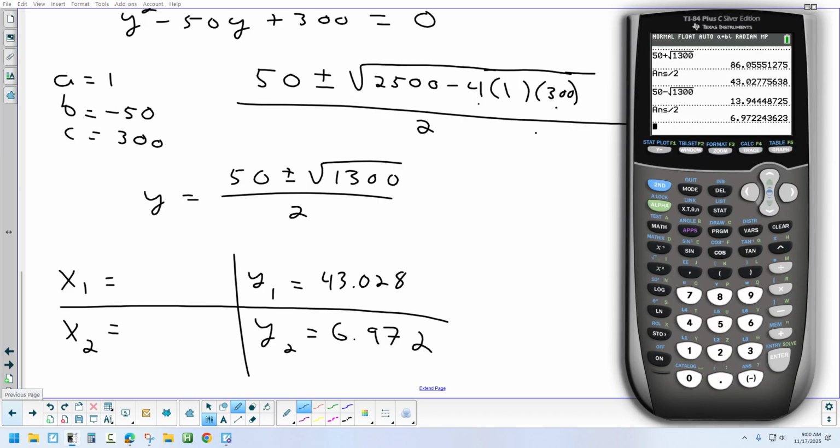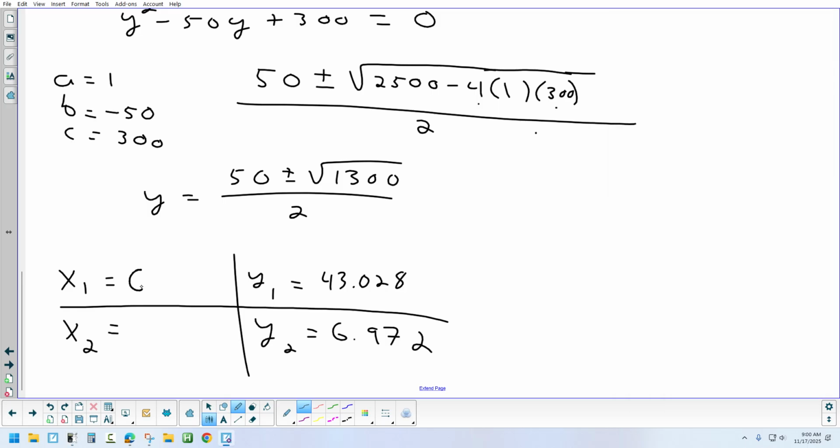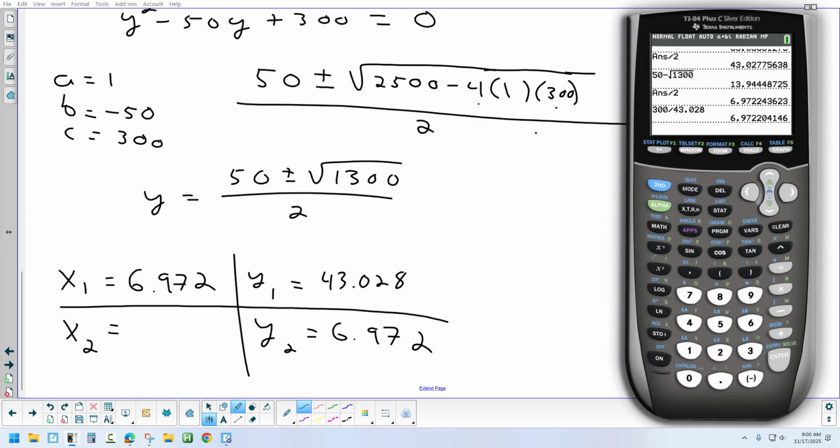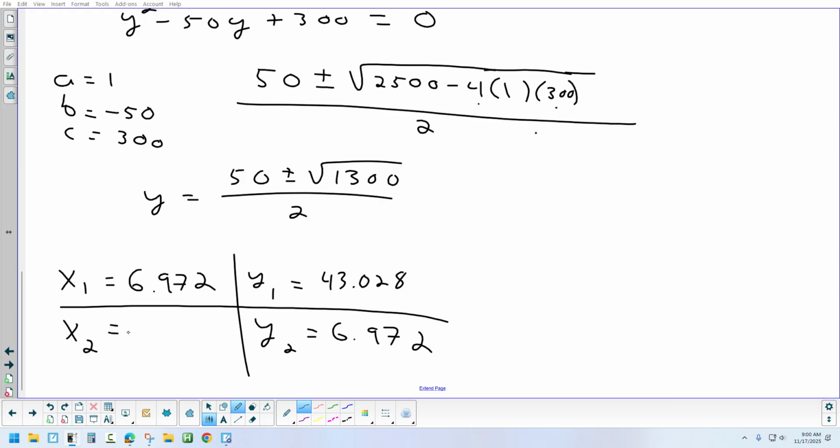Okay, so let's see what happens. 300 divided by the first y value. That's our first x value, 6.972. And anyone have a guess what's going to happen when I do 300 divided by my second y value? Yeah, it's going to come out to 43 point, just rounding, it came out to 029. 43.029.